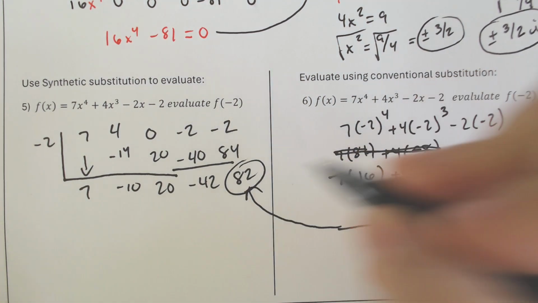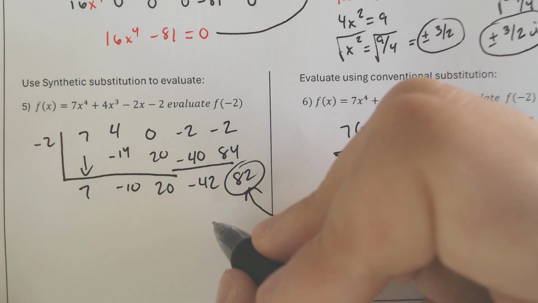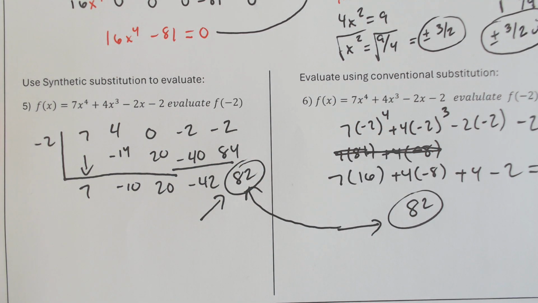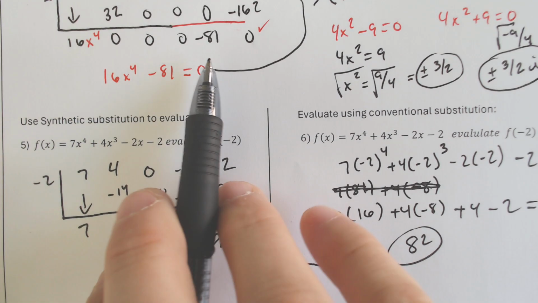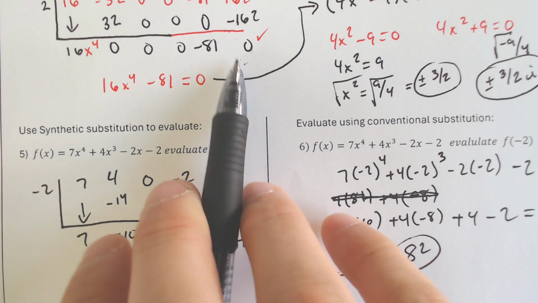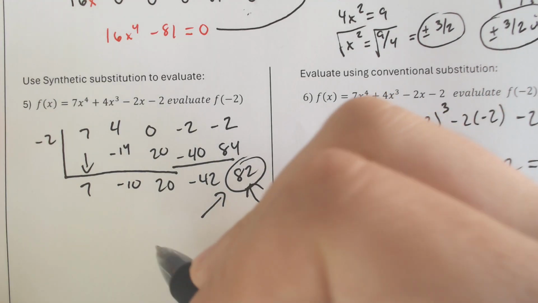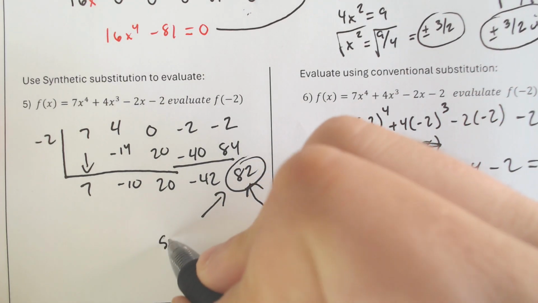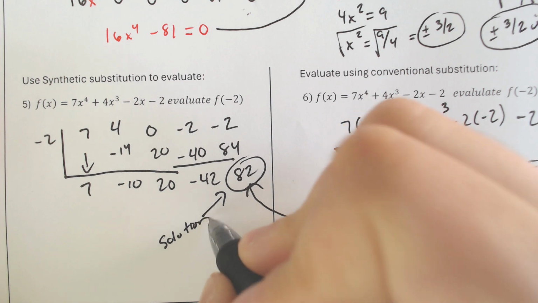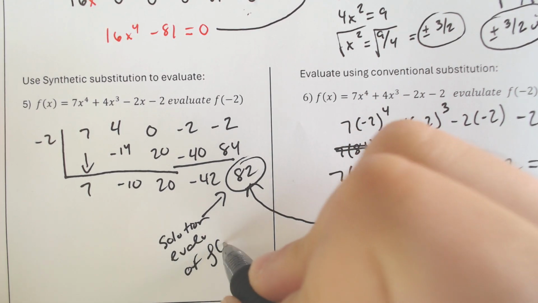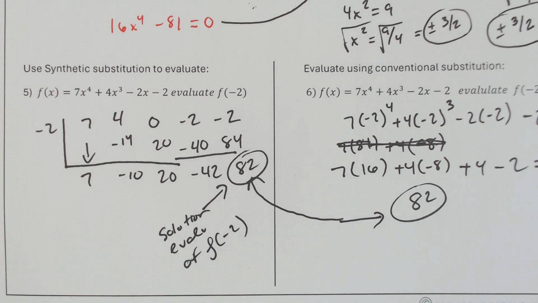82. Okay, so that tells you that the remainder, quote unquote, would be what you would get if you evaluated it, which is another reason that when it equaled 0, it was a 0. It zeroed out the function. Okay, so this remainder is the solution or the evaluation of f of negative 2. And it tends to be a little bit quicker, but it does prove an interesting point about how synthetic division is actually operating.